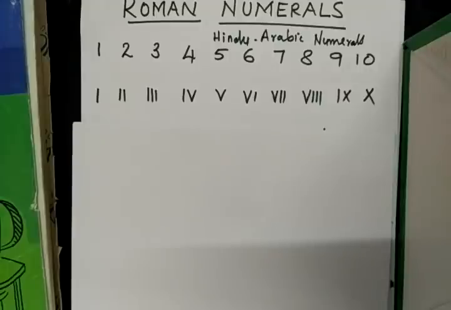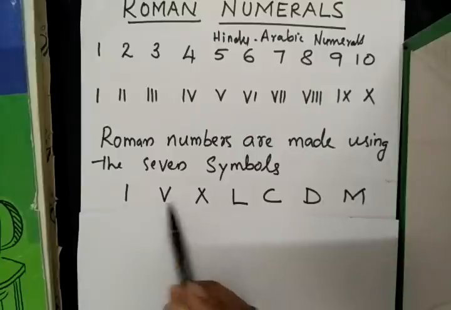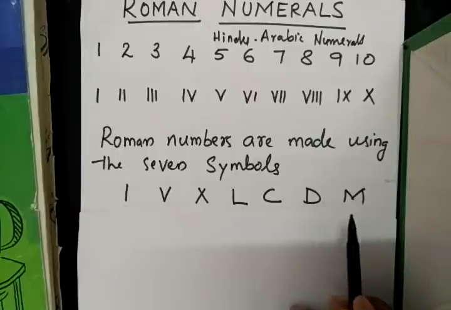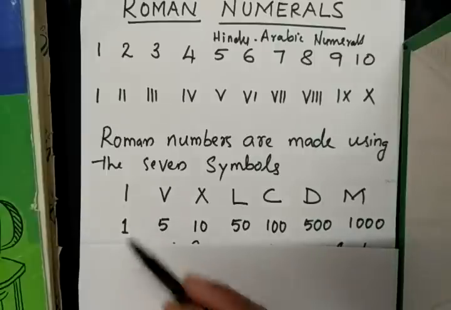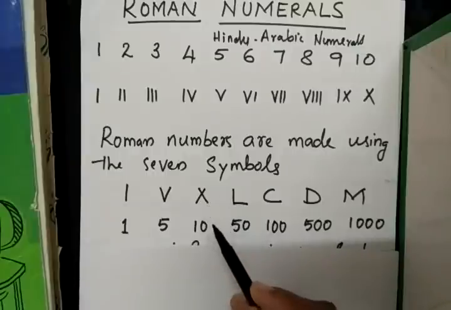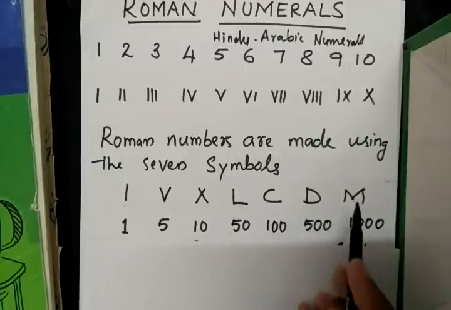Now, while writing Roman numbers, there are 7 symbols. Let us see those 7 symbols: I, V, X, L, C, D, M. Let us see what these letters represent. I represents 1, V represents 5, X represents 10, L represents 50, C 100, D 500 and M 1000.